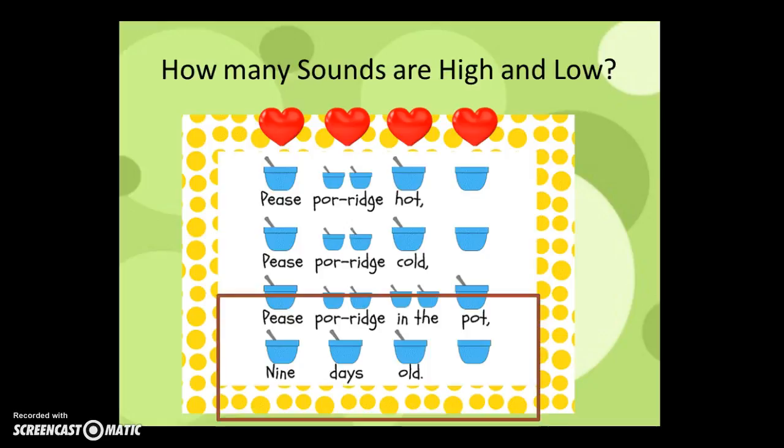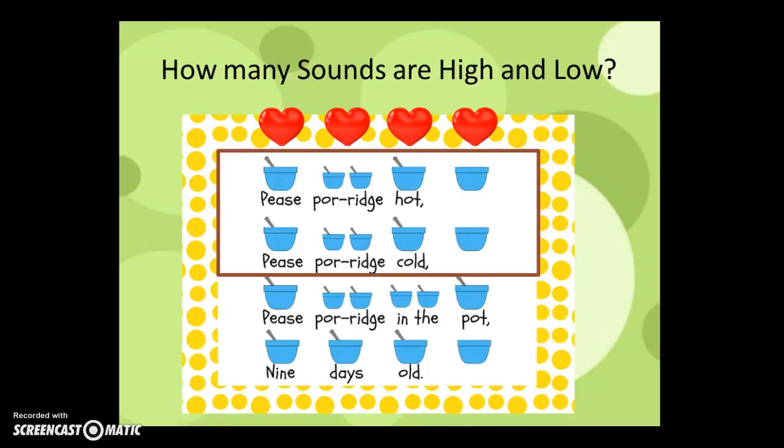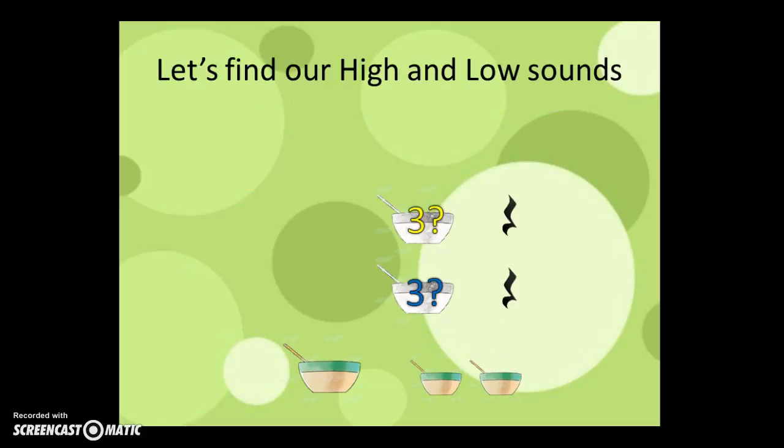Alrighty, so let's keep going. For today, we are only going to focus on this very top line of peas porridge hot, rest. Peas porridge cold, rest. We are only going to focus on this for our practice purposes, but your worksheet is going to cover the third line of peas porridge in the pot. Okay, so let's move on with just this first part.